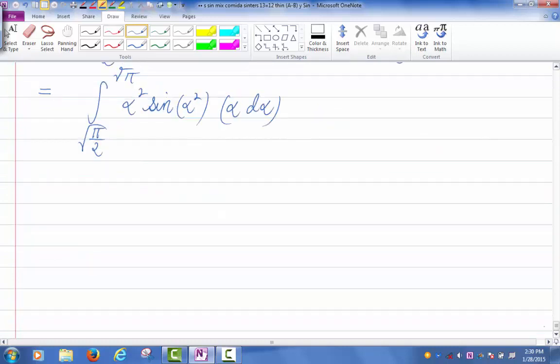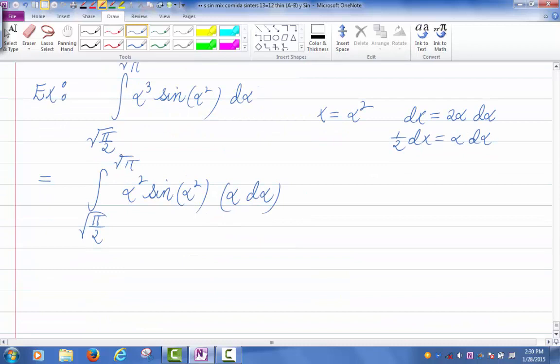And now I'm going to say that this is equal to, what is alpha squared? Alpha squared is x. So I get x times sine x. And then alpha d alpha is what? Half dx. Okay, now this is a what? This is a definite integral. If I am doing a substitution, I have to change the limits of integration.